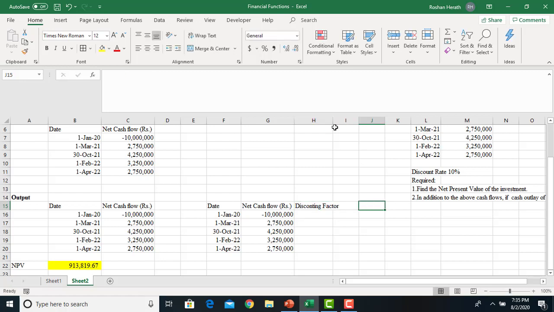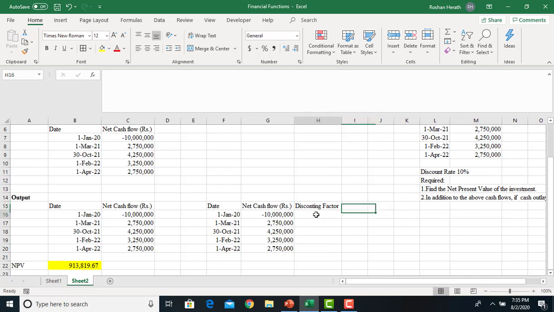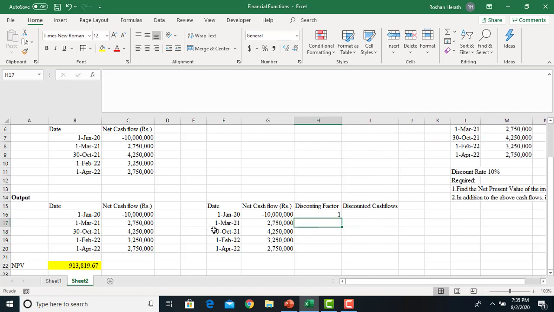Here you can take the 1st of January 2020. The discounting factor is, we know, 1. Then you can take the discounted cash flows. Thereafter you have 1st of March 2021. You know that it should be 1 divided by 1 plus the discounting rate to the power of the applicable period. So how do you take that?